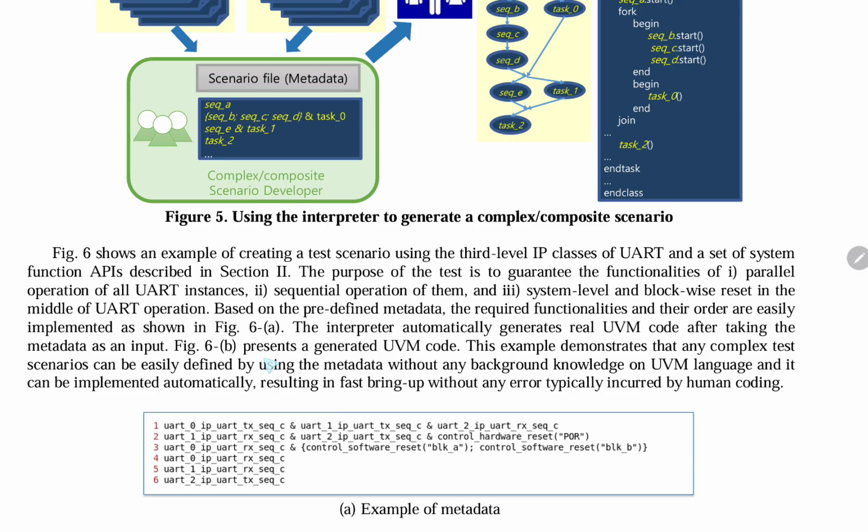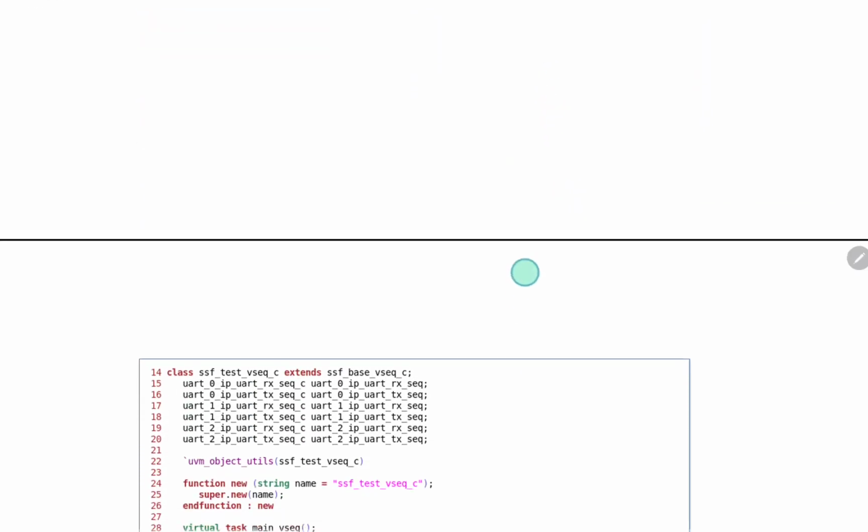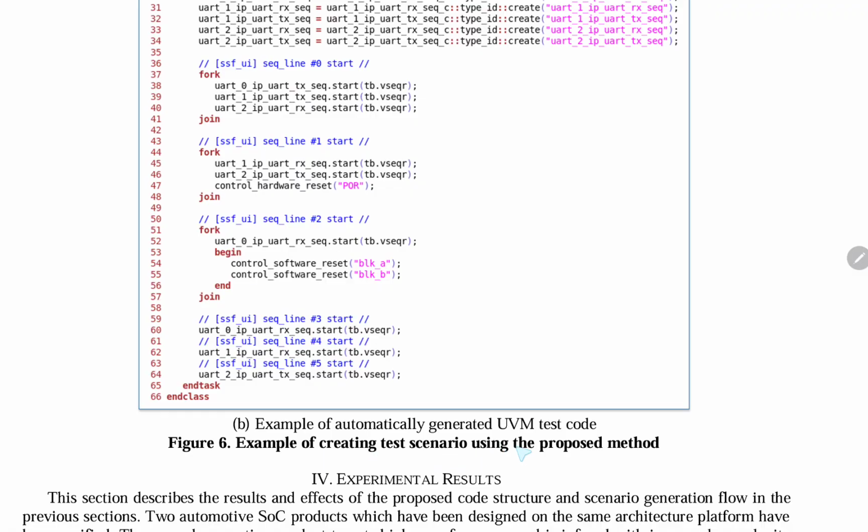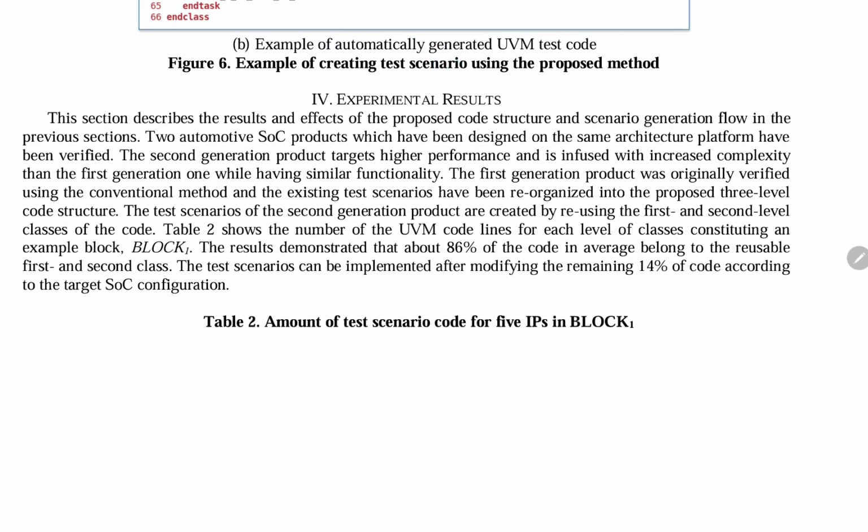Figure 6b is the generated UVM code. So this example demonstrates that any complex test scenarios can be easily defined using the metadata without any background knowledge of the UVM language, and can be implemented automatically, resulting in a fast bring-up without the errors typically incurred in human coding. Examples of the metadata. The next one is the figure 6 example of creating test scenarios using the proposed method. Figure 6b is the example of automatically generated UVM test code.